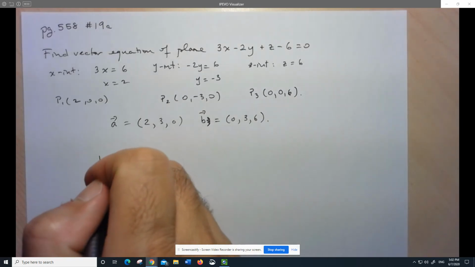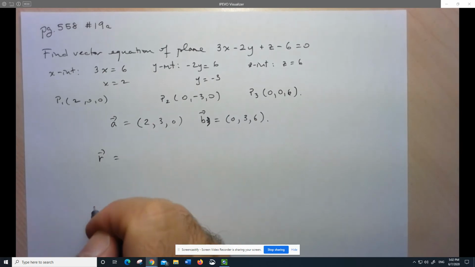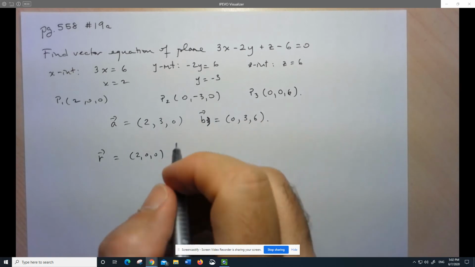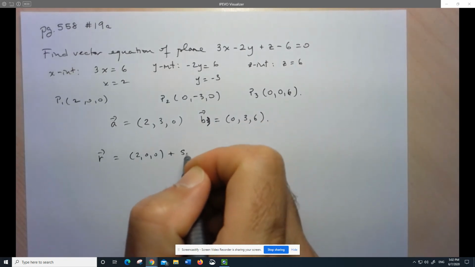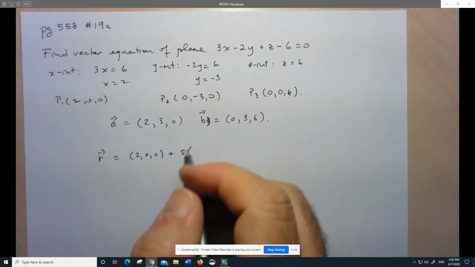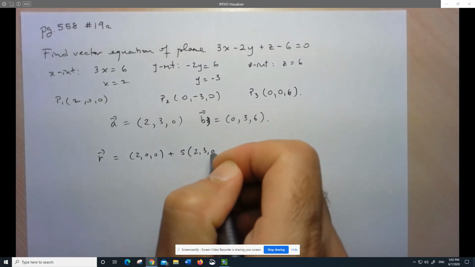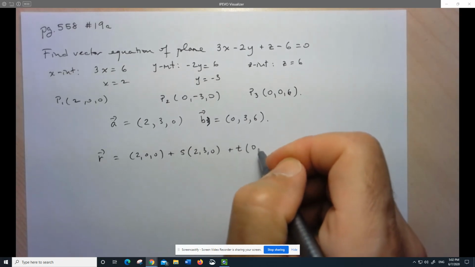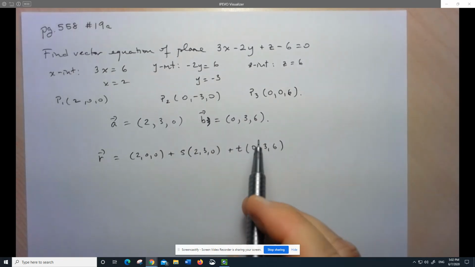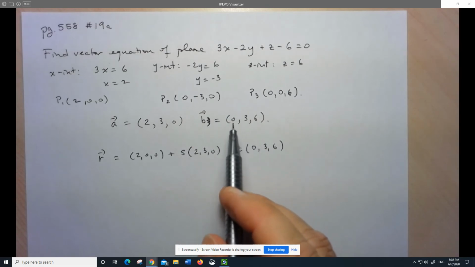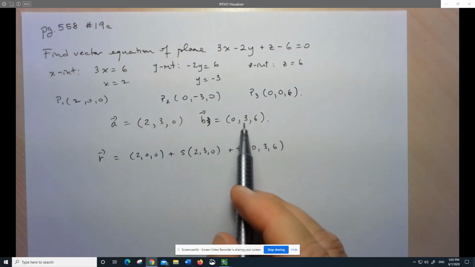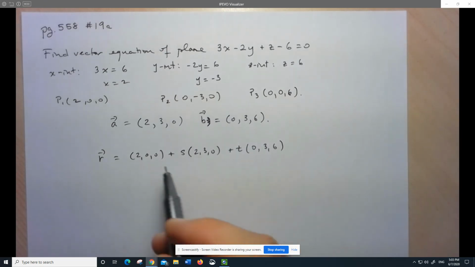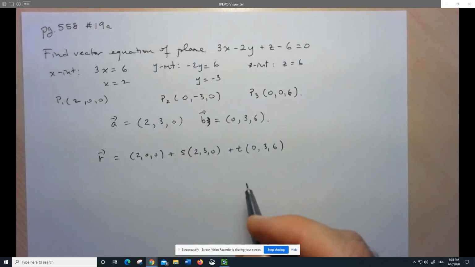Now I have my point. I'll pick, say, (2, 0, 0), but I could have used any one of these 3 points, plus my first parameter s times my first direction vector, (2, 3, 0), plus another different parameter t times my other direction vector, (0, 3, 6). By the way, any vector in this direction would work. I could have even used (0, 1, 2), something parallel to this one. Again, there are many different looks to these vector equations.